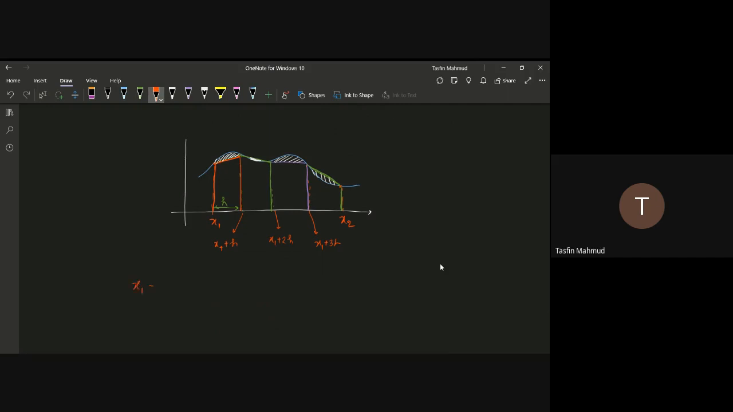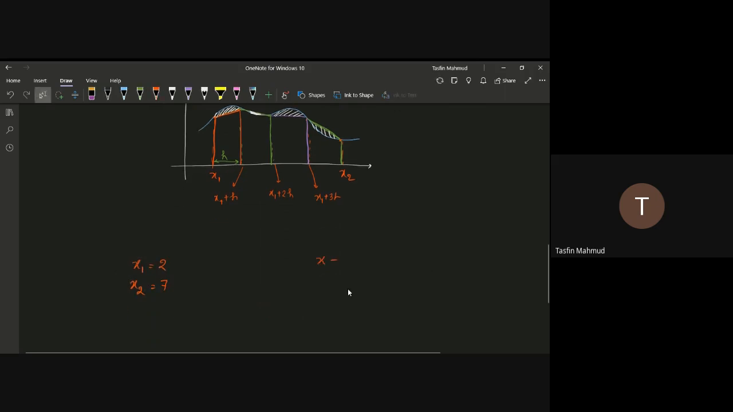Like if x1 is given as 2 and x2 is, let's assume, 7, you can define an array of x that will start from 2 and end at 7, and the interval should be small. So you can consider the interval as 0.1. Then for each of the intervals, you have to calculate the y value.